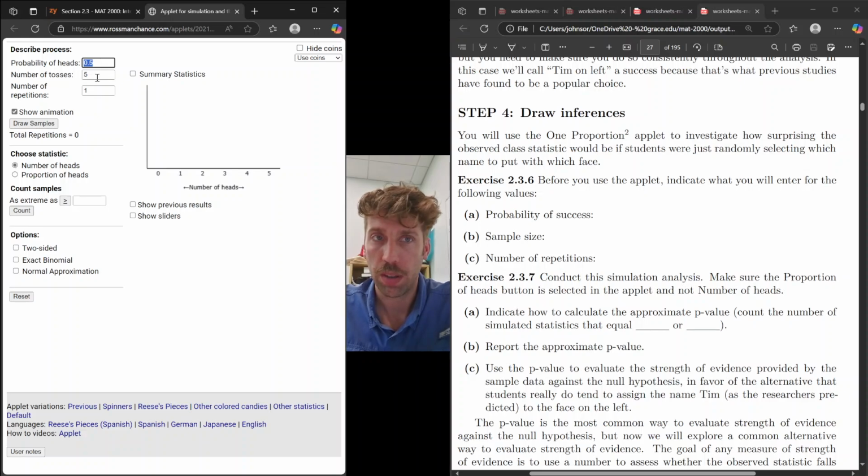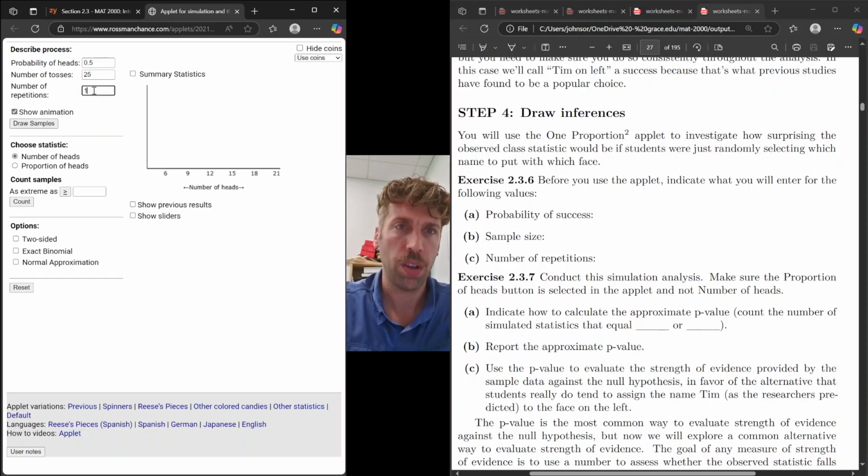The number of tosses, which would also be the sample size, would be the number of people in our class. Now I'm making this video before there's a class, so I'm going to use made up numbers. So don't use my numbers, you'll get the answer wrong. I'm going to say 25. For number of repetitions, 1,000 is good, 10,000 is even better.